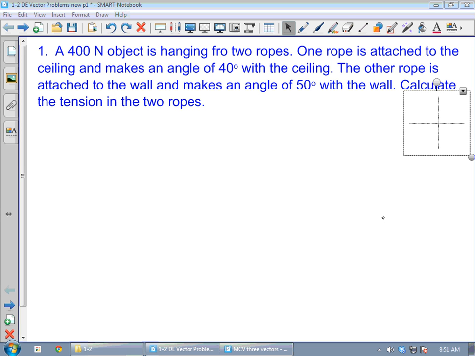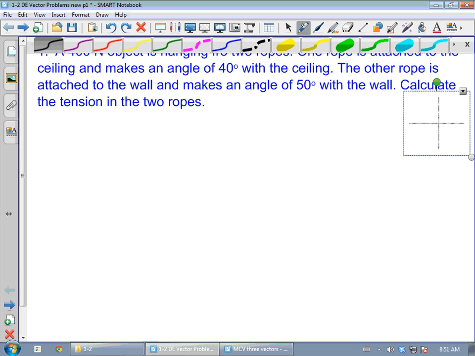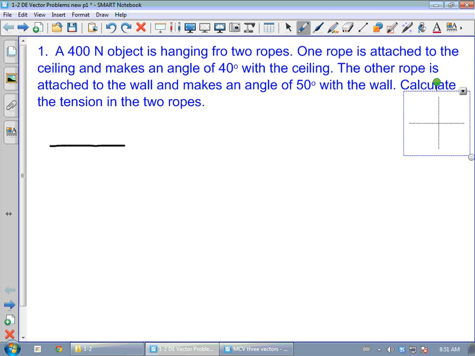So the first thing we want to do is take this information that they've given us in terms of angles and forces and represent it all in a diagram. So we know that we have a ceiling and we have a wall. And we'll fill in the ceiling a little bit and fill in the wall a bit so that we know that these are not parts of our diagram. These are parts of the physical space around it.